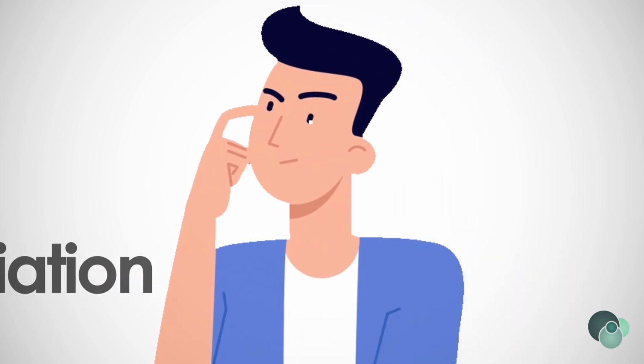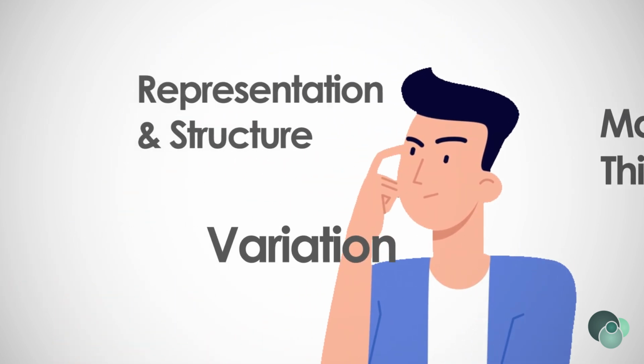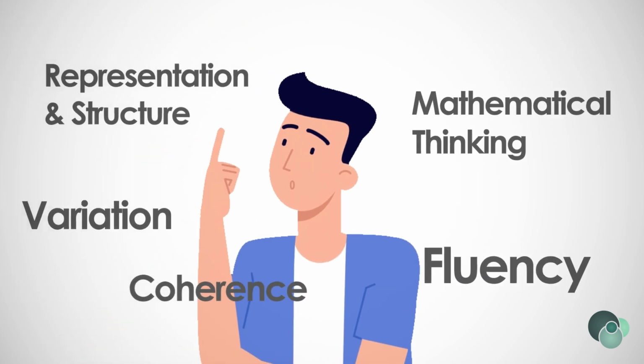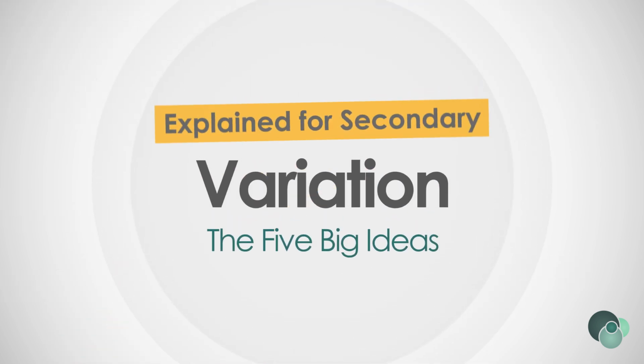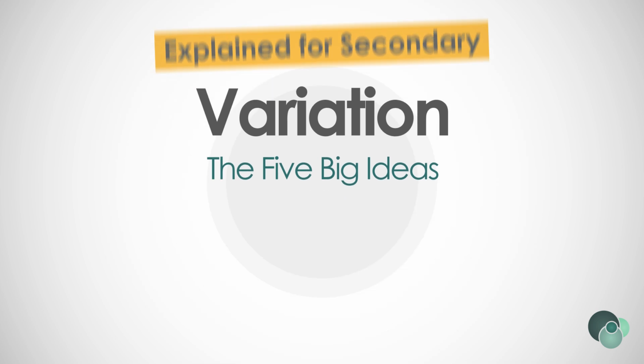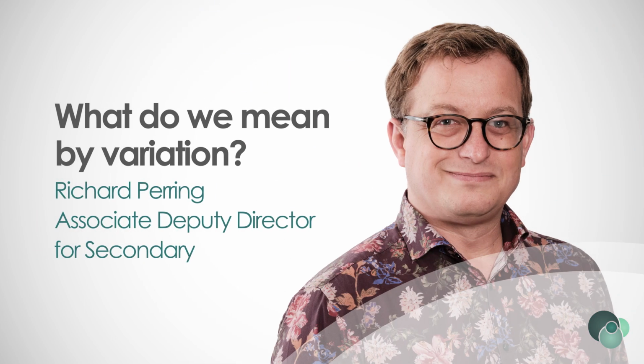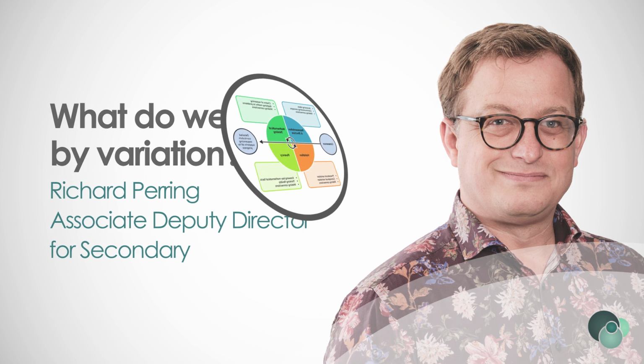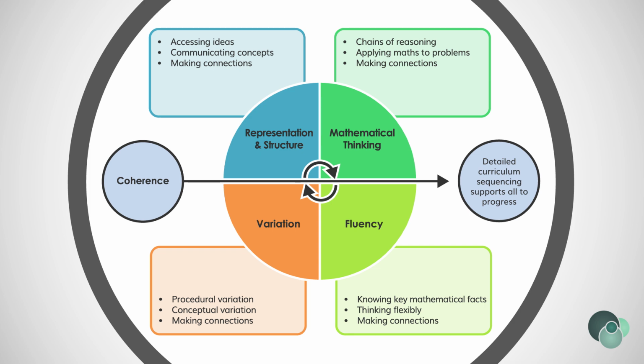How much do you know about the 5 big ideas in Teaching for Mastery? Our series takes a look at the 5 big ideas and how they can improve maths teaching in secondary. Variation is one of the 5 big ideas. What exactly is it? And how can teachers use it in their planning and teaching? We spoke to Richard Perring, one of the NCETM's Assistant Directors for Secondary, to ask.